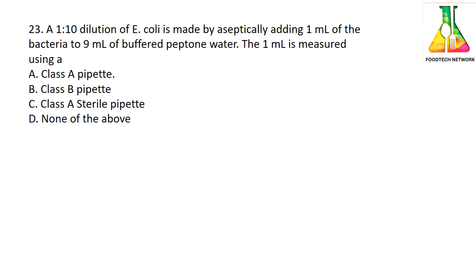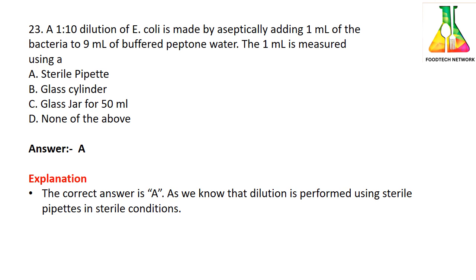A 1:10 dilution of E. coli is made by aseptically adding 1 ml of the bacteria to 9 ml of buffered peptone water. The 1 ml is measured using option A, class A pipette, option B, class B pipette, option C, class A sterile pipettes, or option D, none of the above. So the right answer is option C, that is a sterile pipette. As we all know, the dilution is performed using a sterile pipette in a sterile environment.